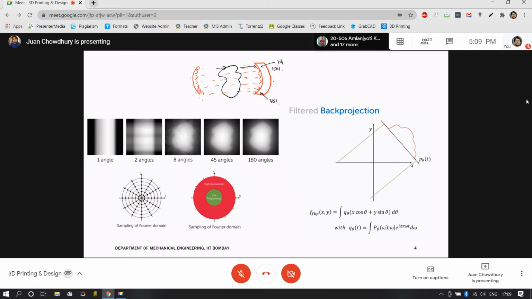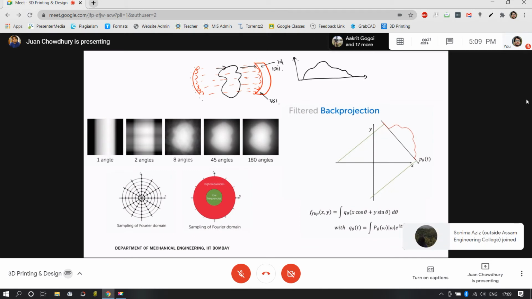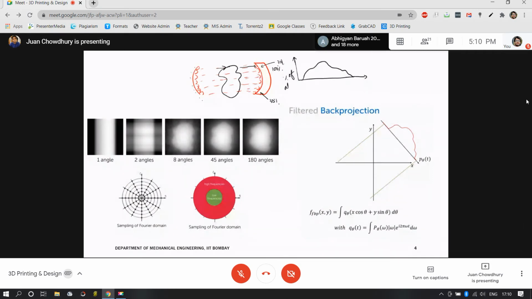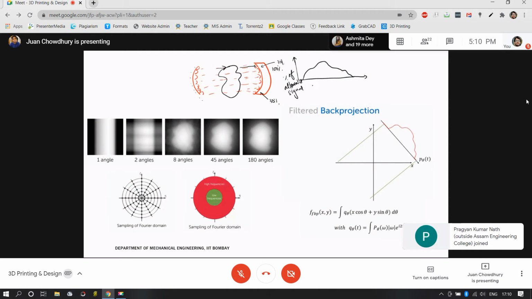All right, now the thing is that it is only going to give me a profile like this maybe. So this is the percentage of attenuated signal, and this is simply the length of the array beam.